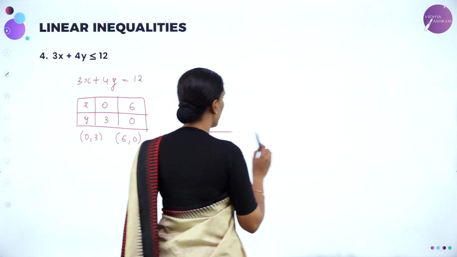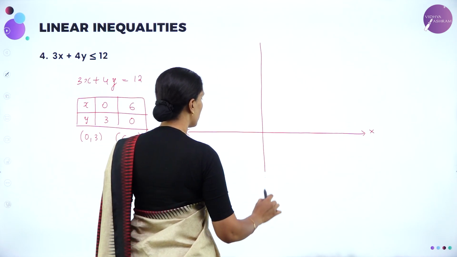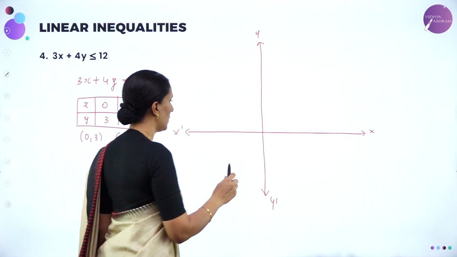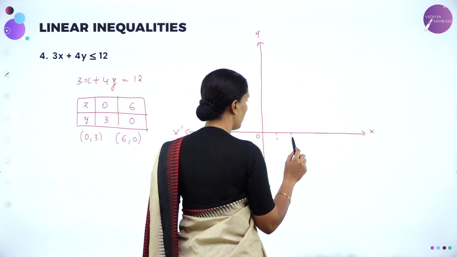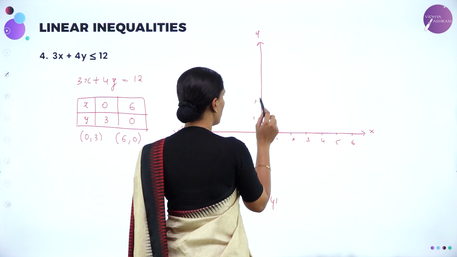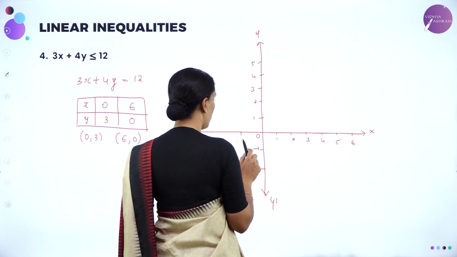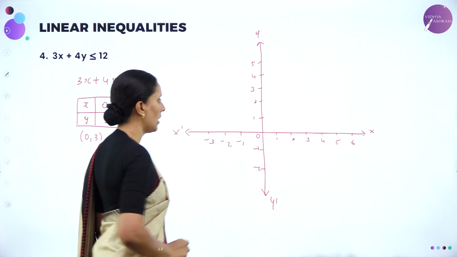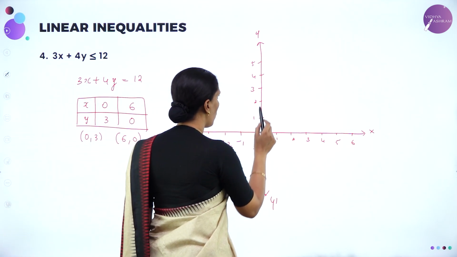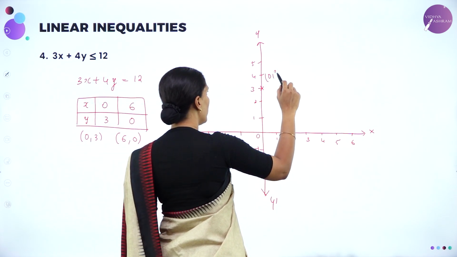So now let us consider the coordinate plane. X, x dash, y, y dash. Now here, let's plot the points 0, 1, 2, 3, 4, 5, 6. 1, 2, 3, 4, 5. Minus 1, minus 2, minus 1, minus 2, minus 3. Let us consider the points here. So that is 0, 3. So this is the point 0, 3. So write that point 0, 3.